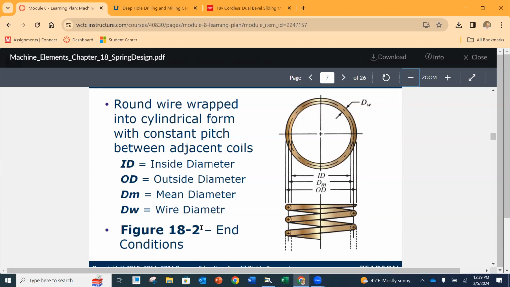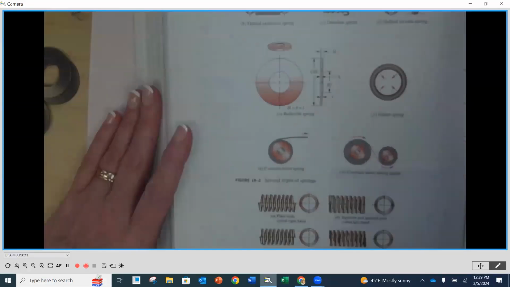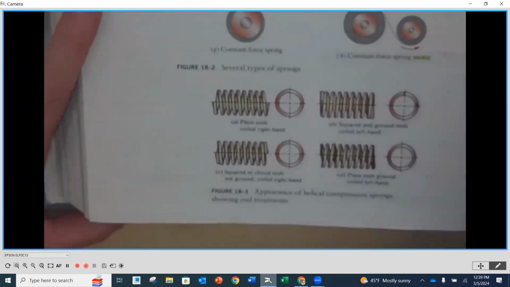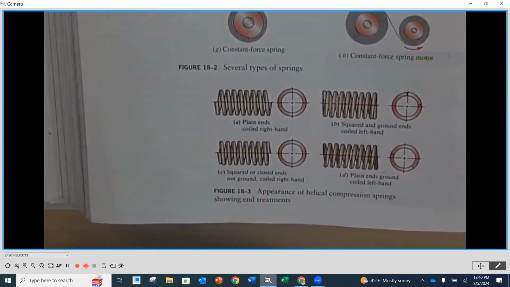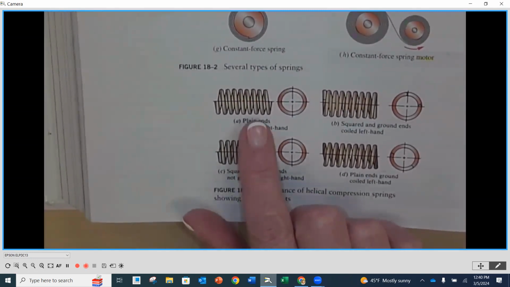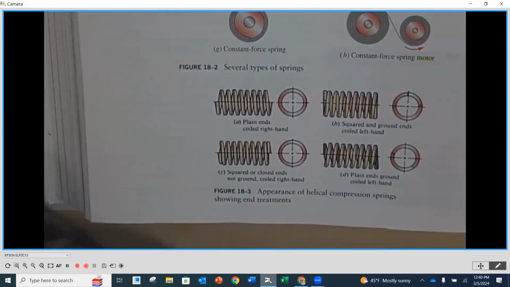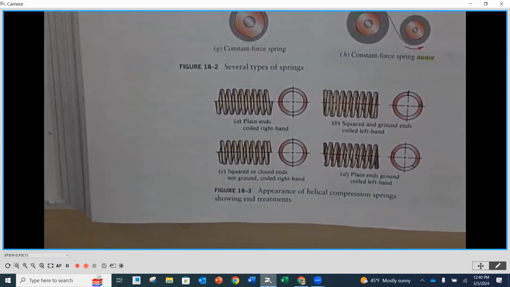Now there are also different end conditions that compression springs can have. If we look at figure 18.2 at the bottom of page 658, we are going to see a couple of different ones. The first one says plain ends, and all that is literally cutting off the spring after it's been made. And you're going to notice that there's a portion of the spring kind of right there. This isn't done very often because when you have a configuration like this, you can imagine that this spring isn't going to sit flat.